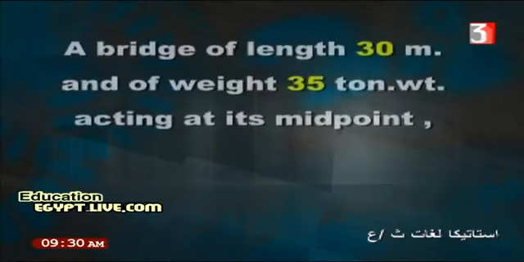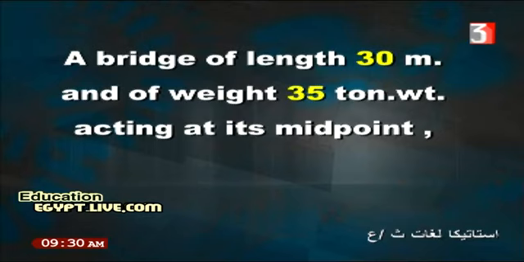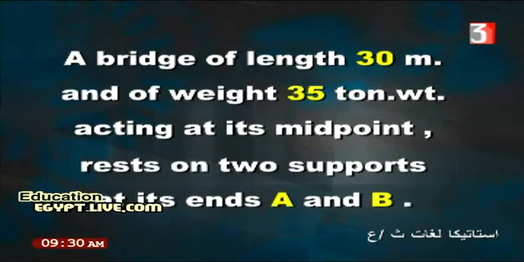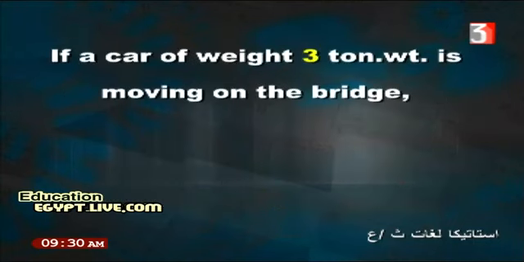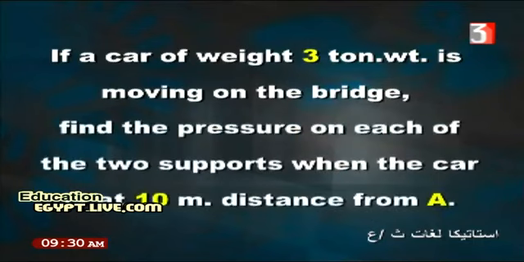Another example. A bridge of length 30 meters and weight 35 ton weight, acting at its midpoint, rests on two supports at its ends A and B. If a car of weight 3 ton weight is moving on the bridge, find the pressure on each of the two supports when the car is at 10 meters distance from A.